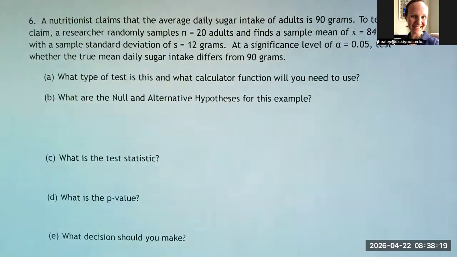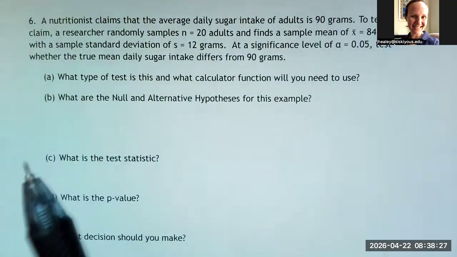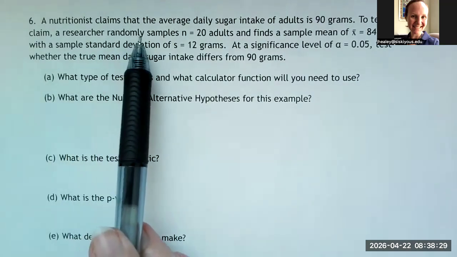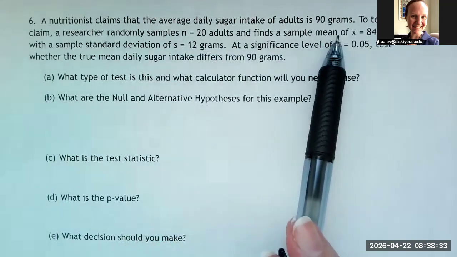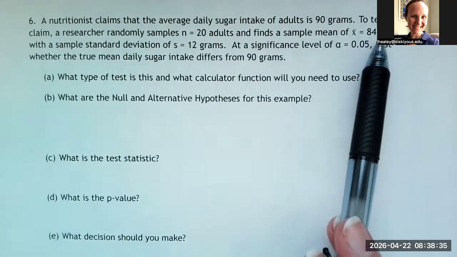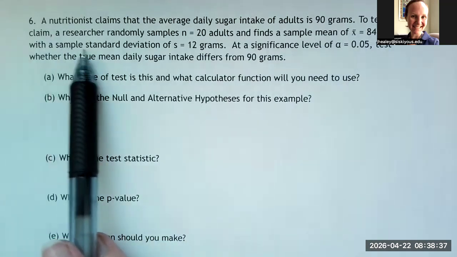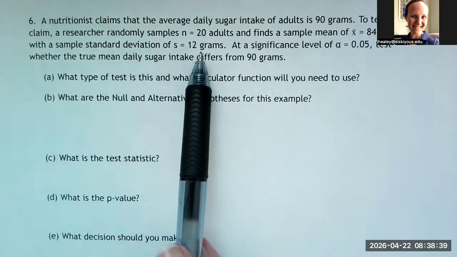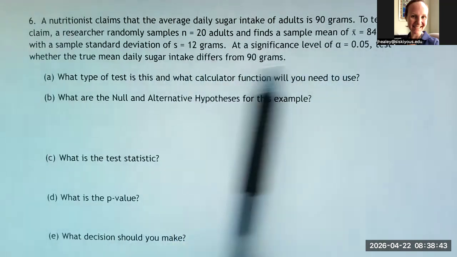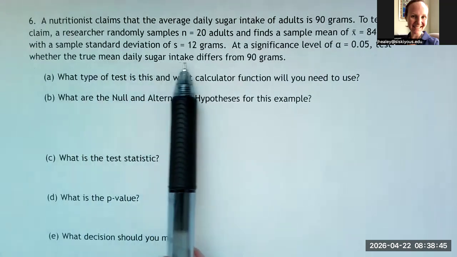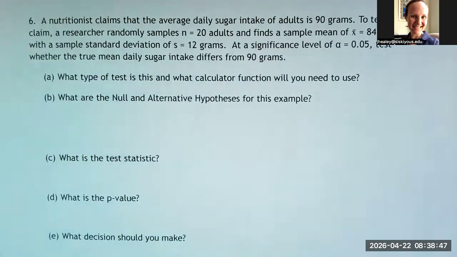All right, our last problem, number 6. A nutritionist claims that the average daily sugar intake of adults is 90 grams. To test this claim, a researcher randomly samples n equals 20 adults and finds a sample mean of x bar equals 84 grams with a sample standard deviation of 12 grams. At a significance level of alpha equals 0.05, test whether the true mean daily sugar intake differs from 90 grams.